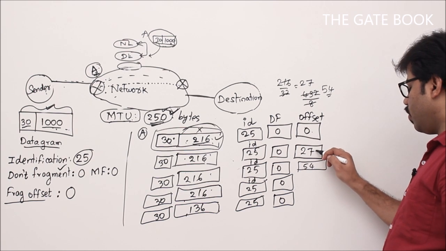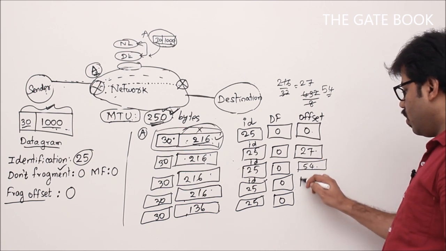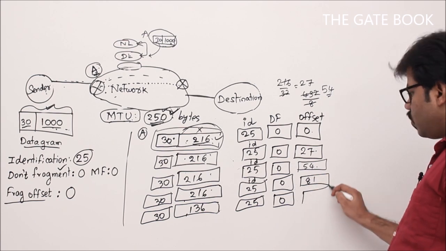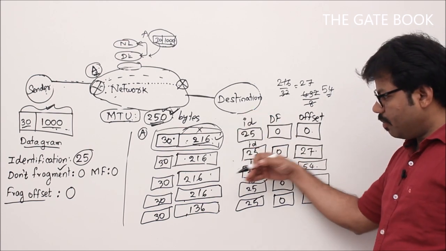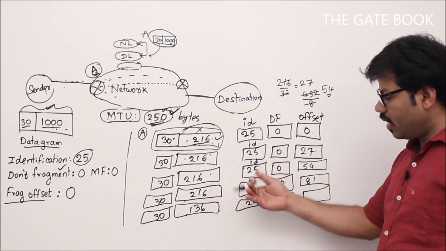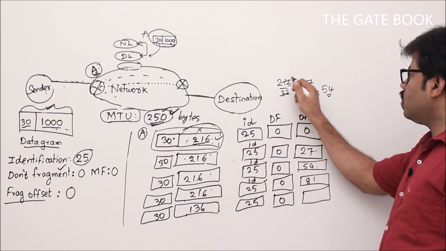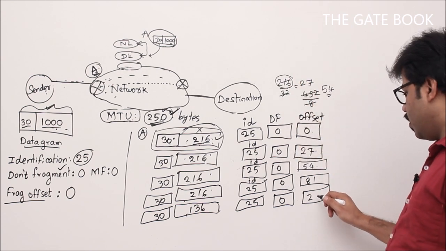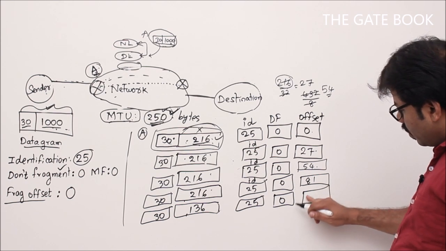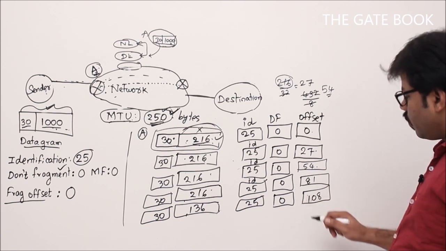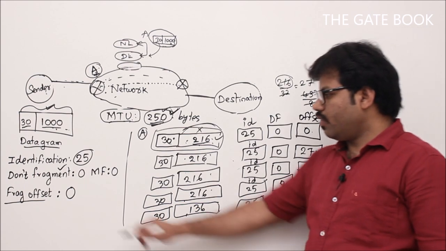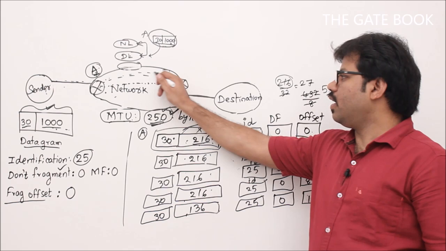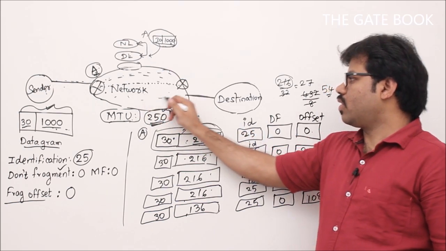0, 0 plus 27, 27, 27 plus 27, 54, 54 plus 27, it will be 81, 81 plus 27, right? Because every fragment is consuming this 216 bytes. That's why the offset will be moved by 27. 81 plus 27, 108. So this will be the last offset. So finally we calculated the offsets. All these fragments will now happily be traveling through this network.